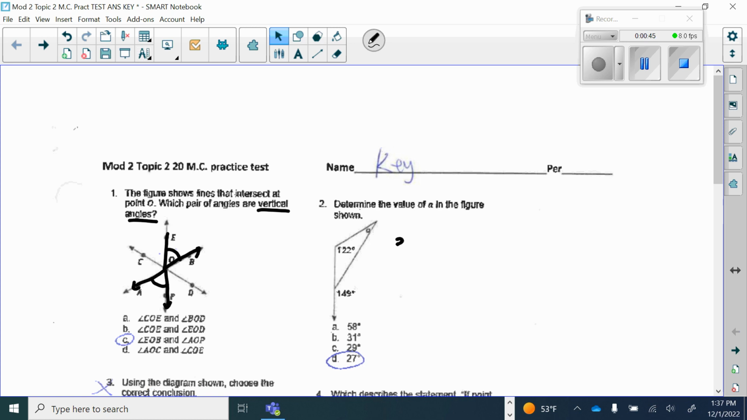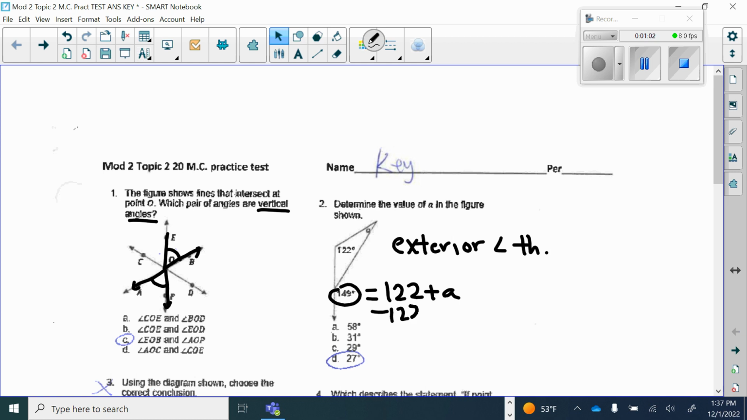Determine the value of A. So we have the exterior angle theorem. Remember, the exterior angle equals the sum of the two remote interior angles, also called the opposite interior angles. So now we just solve that, subtract the 122 across, and you get 27.